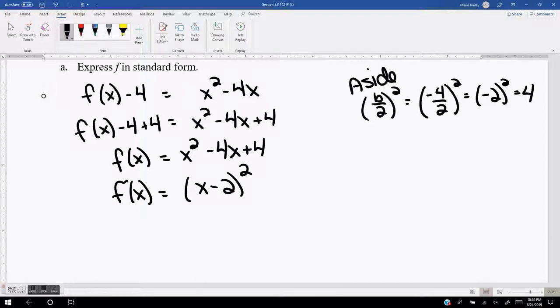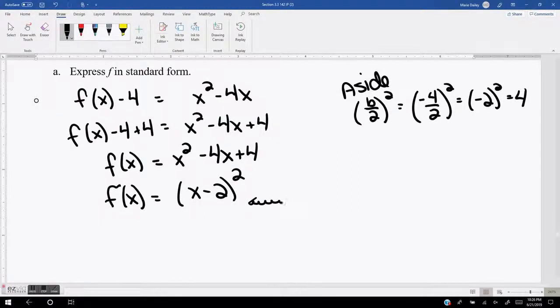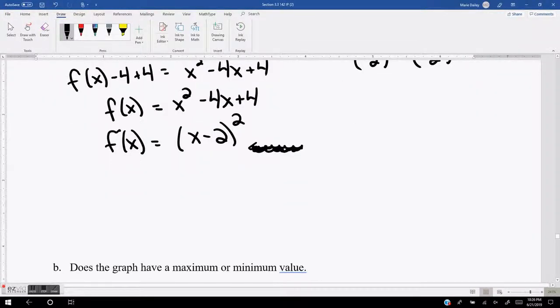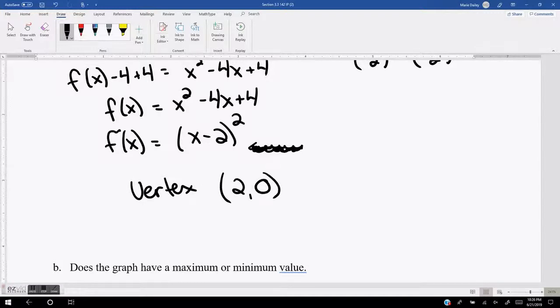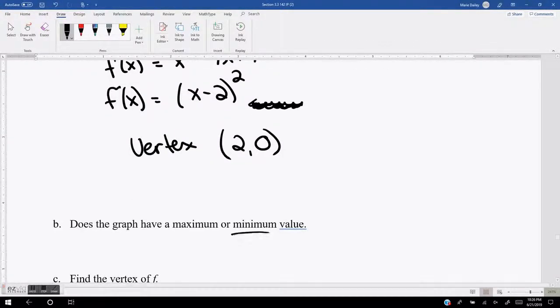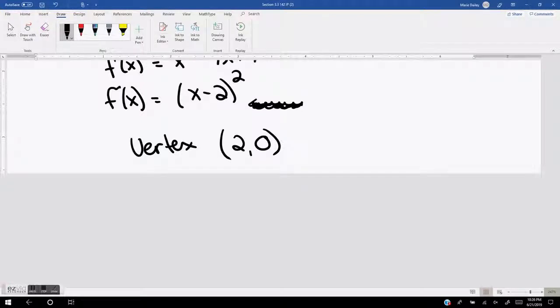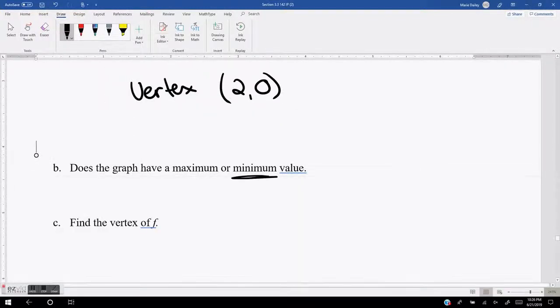So the reason I bring this to your attention is notice we don't have a constant term on the outside being added together. So that means when I go to talk about my vertex, the y coordinate of my vertex is going to be 0. So that is pretty juicy information right there. We already said that this is going to have a minimum value because again the graph opens upward. We already found that vertex to be 2, 0.